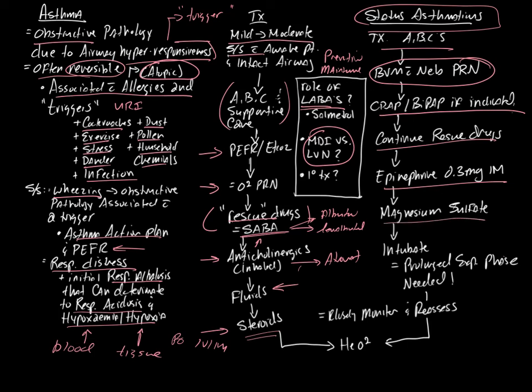Magnesium sulfate may have a role. It may help. Okay, it's not a primary agent, but it may help. 1 to 2 grams, slow IV over 10 to 15 minutes. And if we have to intubate them, do we need to alter the way that we ventilate them? What do we need to ensure happens? A prolonged expiratory phase. We need to allow for lots of time to exhale, okay?